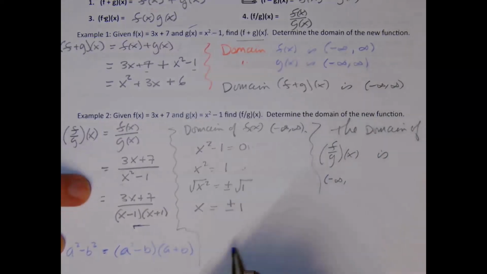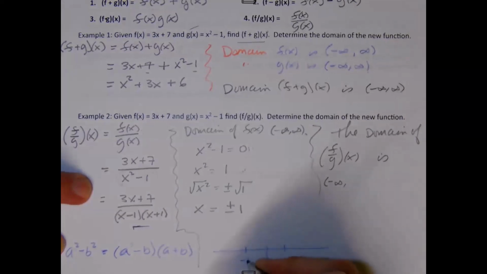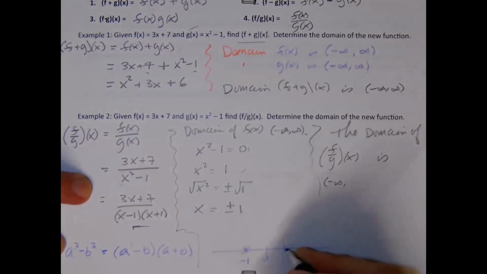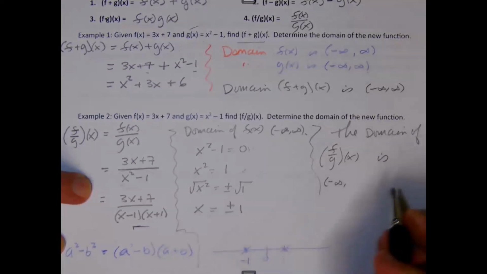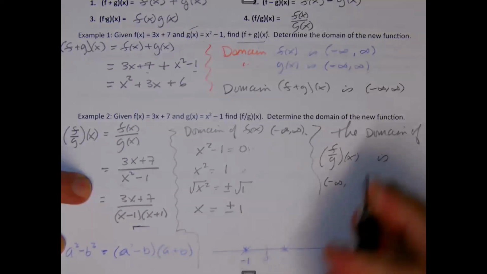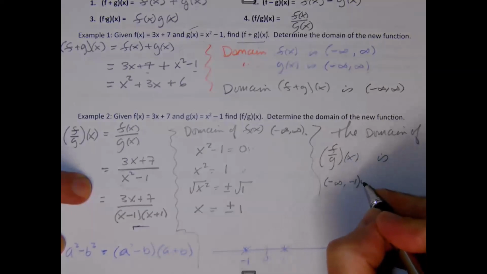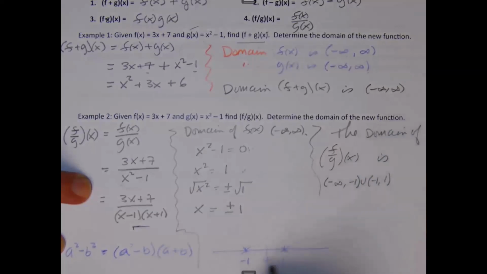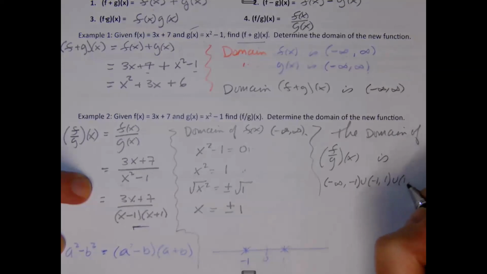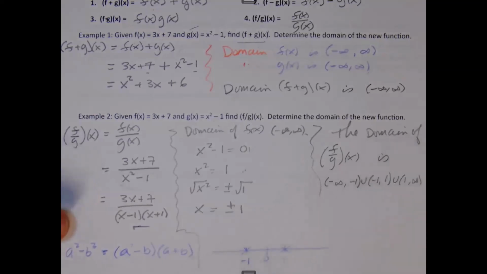And again, if you're having a hard time visualizing it, maybe drawing a number line here might be good. Everything else is fine, except it cannot be 1. It cannot be -1. So now it helps me in writing my interval. I go from negative infinity to -1, don't include it, union, -1 to 1. Okay, and then from 1 to infinity. And there's my domain.